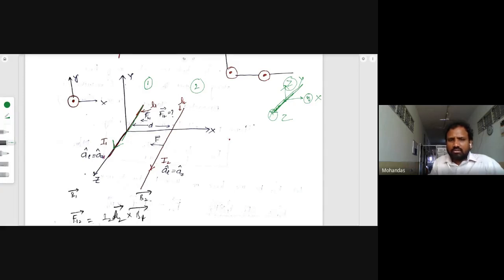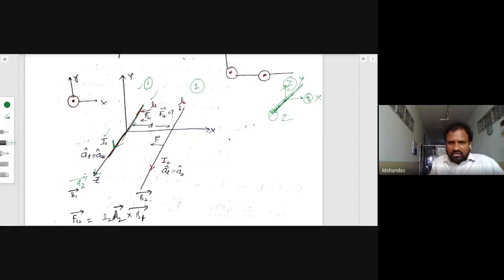If you have any doubts, you can ask me here. This is the direction of the current I1, which is along the positive Z direction. Positive Z direction means what is the unit vector? AZ. Okay, AZ. And the length of conductor 1 is L1.